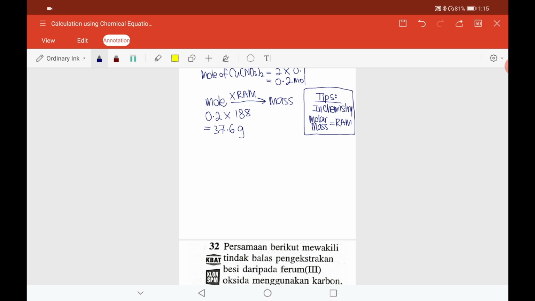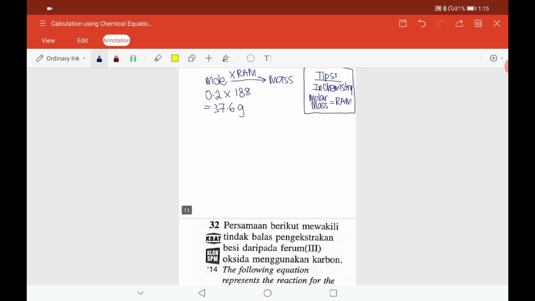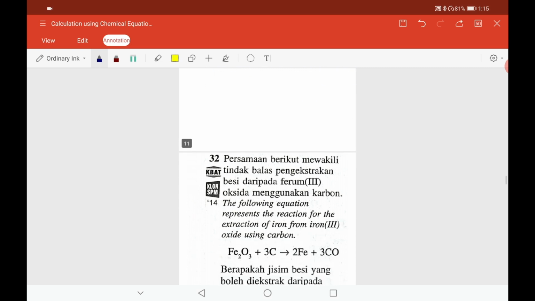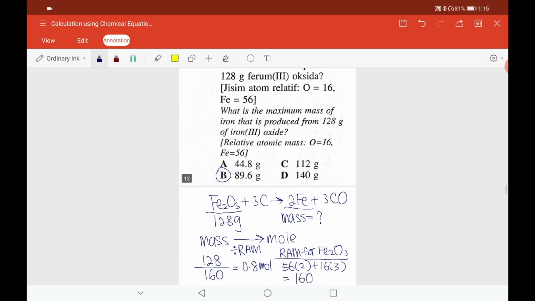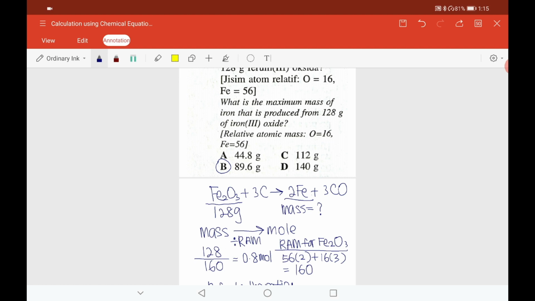So how to use the mole ratio? Refer to the numbers in front of your chemical equation. In a chemical equation, all the numbers at the front represent ratio. We'll use the ratio to find another mole. So last one, step number 5. Once you get the mole, you change the mole to the final quantity that you want. For example, change the mole to the mass, or change the mole to the volume. This is how you do the calculation step by step.